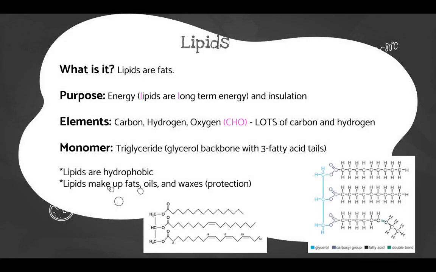Next, we have lipids. So we went through carbs, now we're doing lipids. We had C-H-O with a 1-to-2-to-1 ratio for carbohydrates. For lipids, we have C-H-O again, but this time, there's no special ratio, okay?